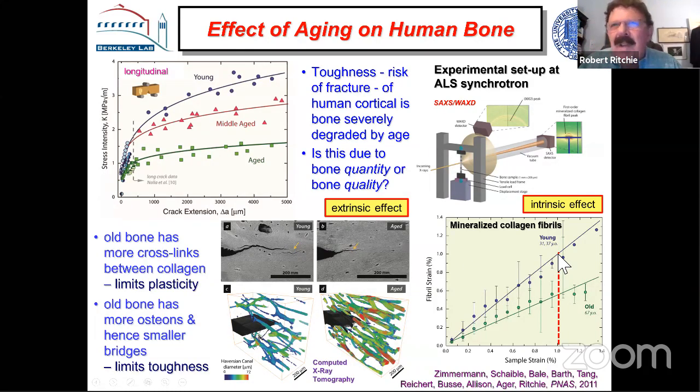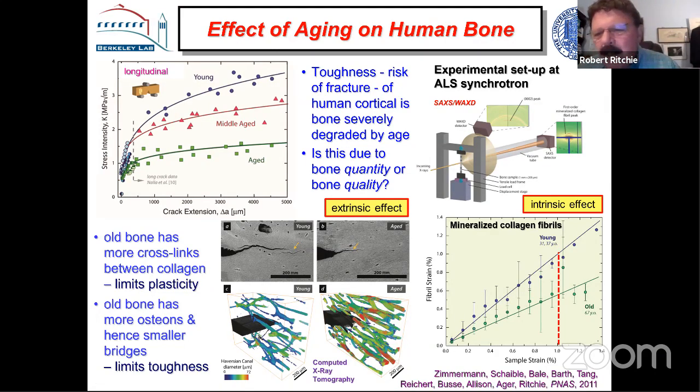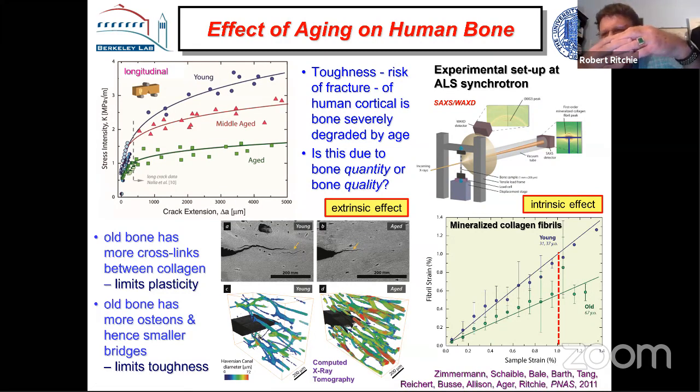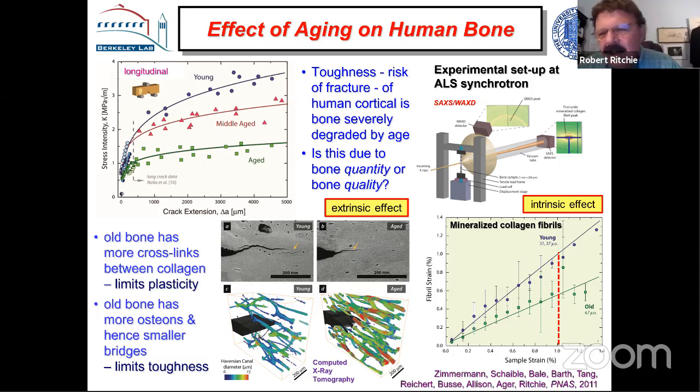The mineral is very hard and stiff, but the collagen is able to stretch and it's able to get to fibrillar sliding. But when you go to old bone, and this is the 80-year-old bone, the amount of strain in the collagen drops dramatically. So this is like an embrittlement. You've limited the ductility, and this fibrillar sliding is apparently less prevalent, and so you've limited your plasticity in the bone. Why is that? Well, it's a long story, but it's associated with cross-linking of the collagen.